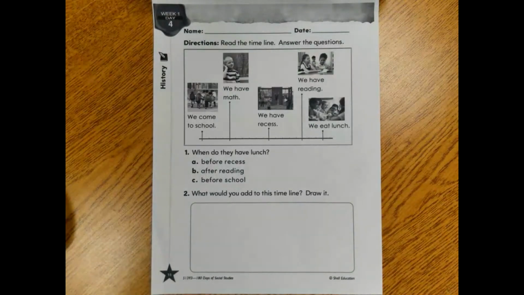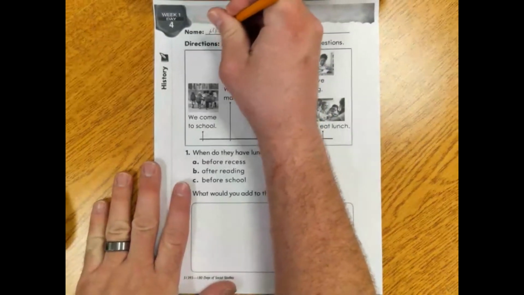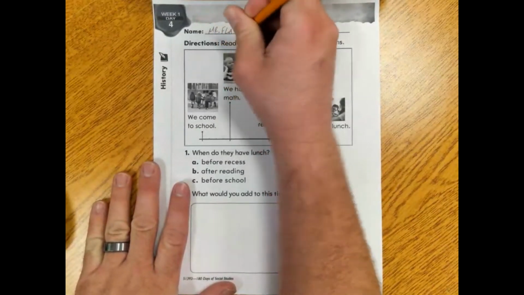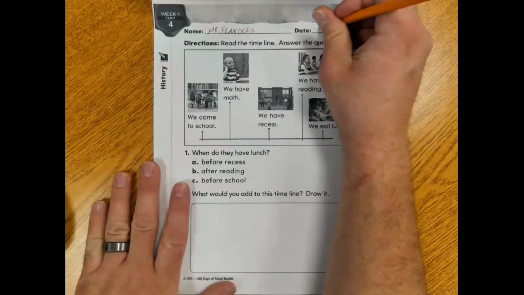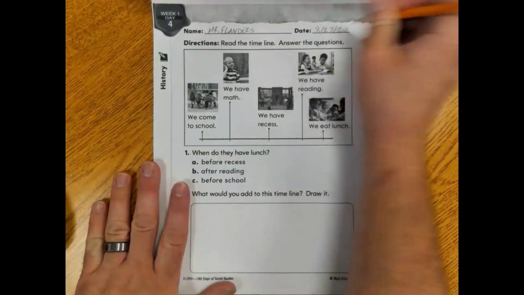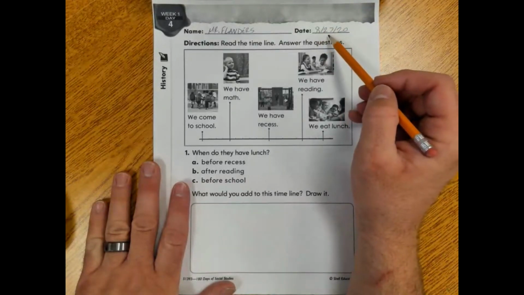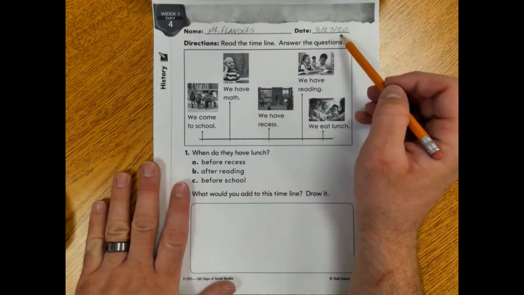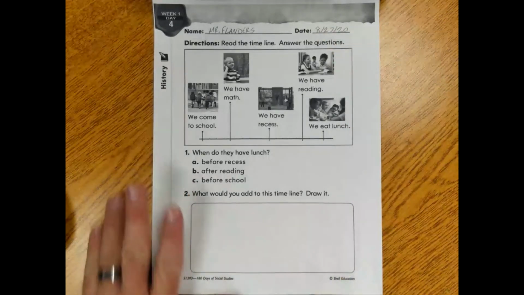Alright everybody, let's take a look at today's timeline assignment in social studies. Before we delve into it, let's start off by putting our name at the top of the paper. Mr. Flanders. The date is 8/27/20. If you remember, the 8 stands for August, the 8th month, 27 is for the day, and the 20 is for the year. We've just written our date in digits.